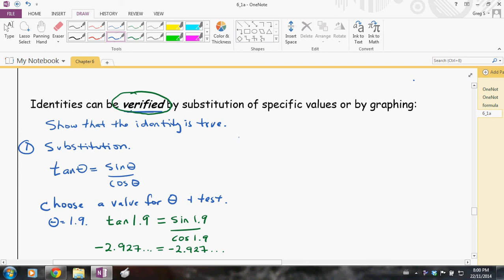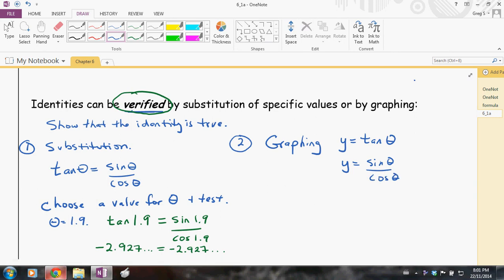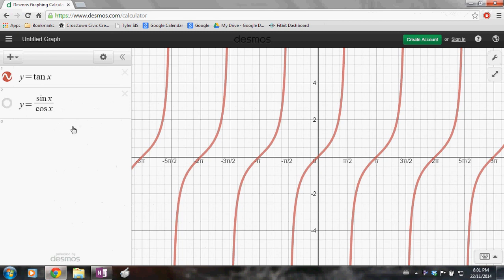The second one would be by graphing. So similar to our previous explain question that you had on a test previously, here you can say, well, let's graph y equals the tan of theta, and let's graph y equals sine theta over cos theta. And how should they compare? Well, if they are indeed equal, they should look the same, right? So let's go over to Desmos, I got it all ready to go.